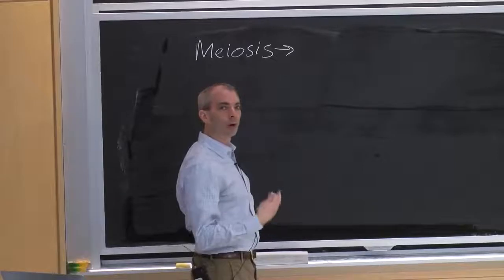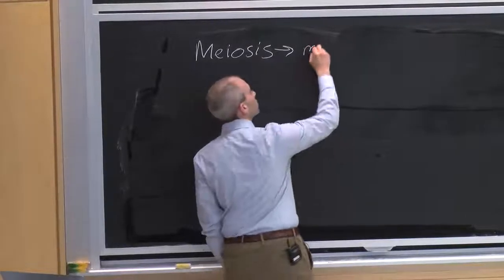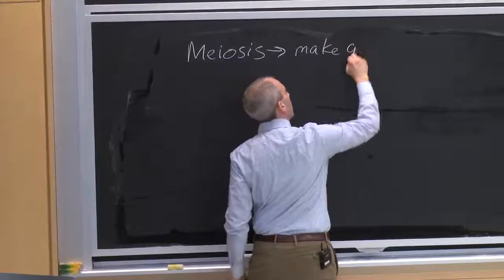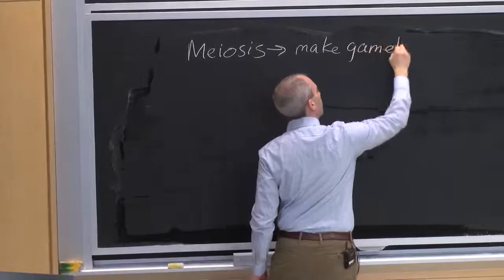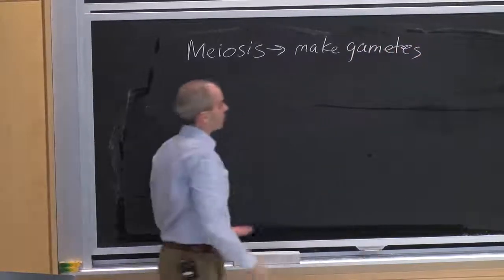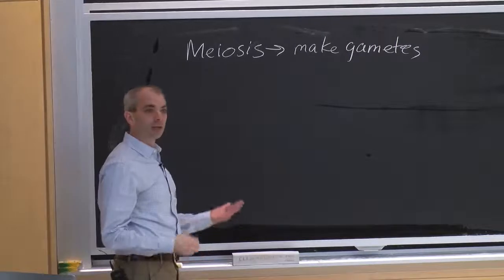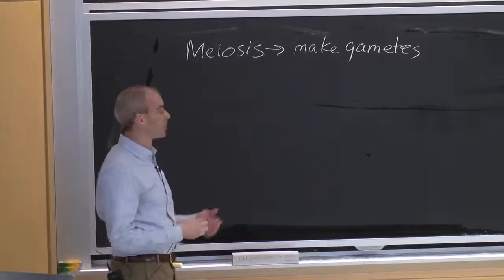So this is also a cell division event, but it's one that we want to use instead of making two equivalent daughter cells. We're going to use this to make the gametes. So in our case, for example, we're going to use this to make sperm and egg. In the case of yeast, you're going to make spores, things that can survive.